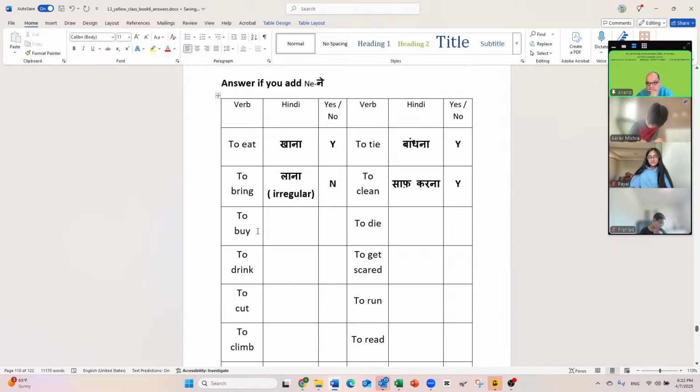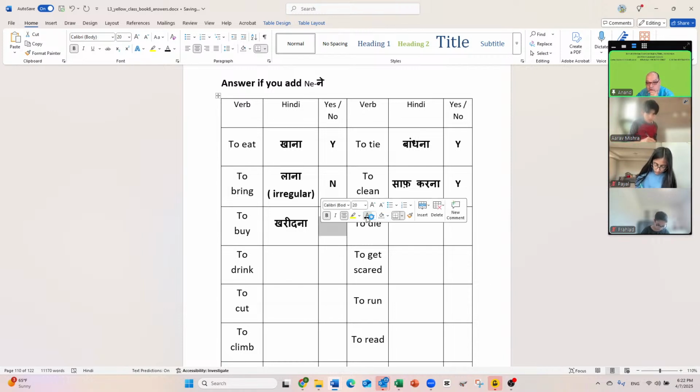Okay, Arav, next one, to buy. What is the Hindi word for buy? Chalo, I'll give it to you. Kharidna. So will you add ne to kharidna or not? Yes, you'll add it when you ask the question, what did you buy? You always get an answer, right?